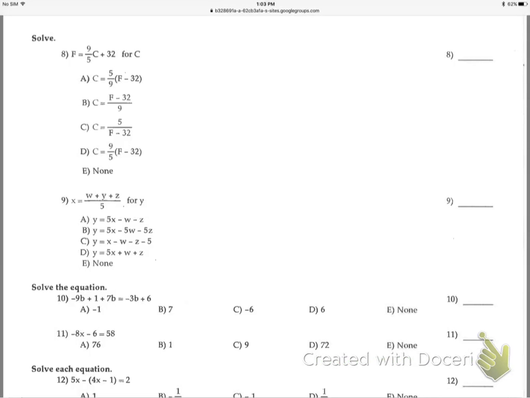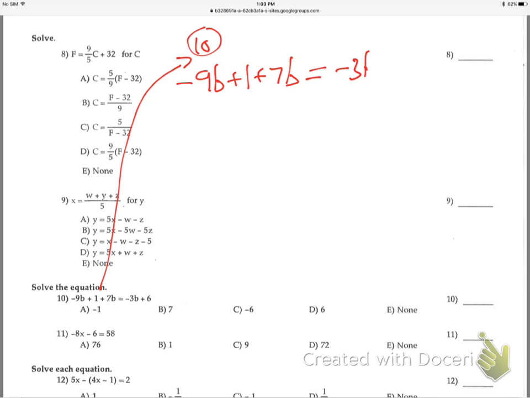And now we're on number 10. Bring number 10 up here. It's minus 9b plus 1 plus 7b equals minus 3b plus 6. All right, so we're supposed to solve for b. What should we do first? We've got the minus 9b and the plus 7b on the same side. They just add together, letters on the same side. So it'd be minus 2b.